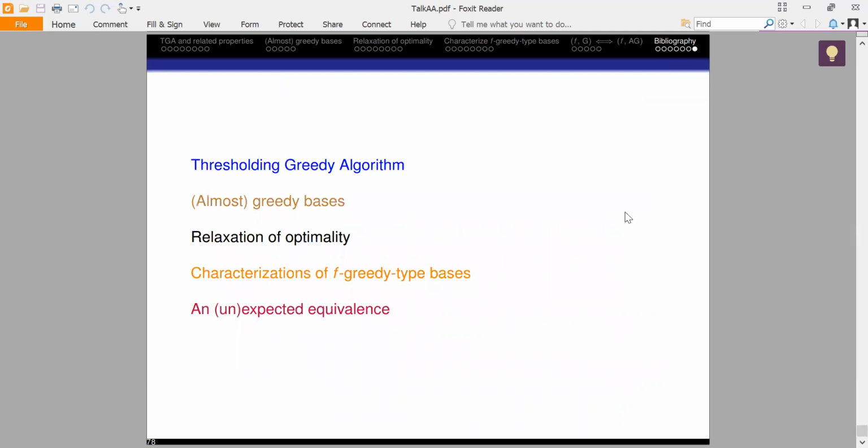And yeah, so I hope that we have a good discussion of the TGA and different greedy type bases. And also we discussed, I could say, quite in depth the problem of relaxing optimality and some recent results of characterizations and also about the equivalence between F greedy and F almost greedy bases. That's all I have, and thank you.